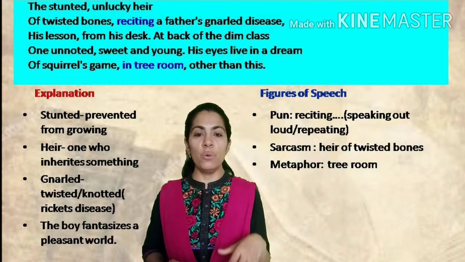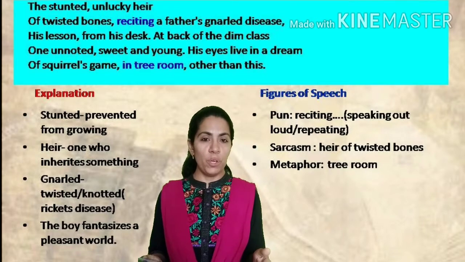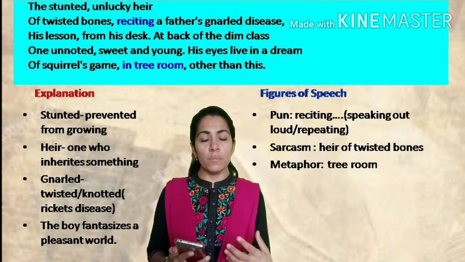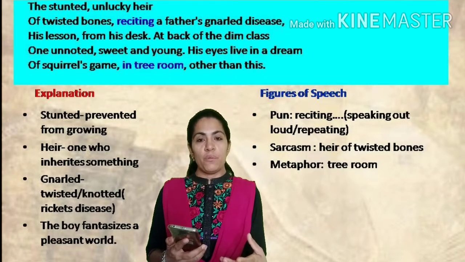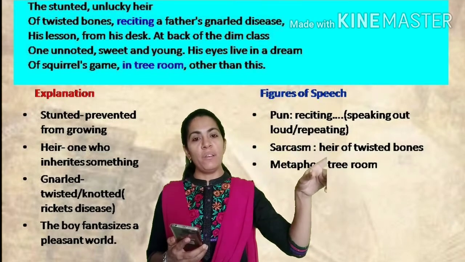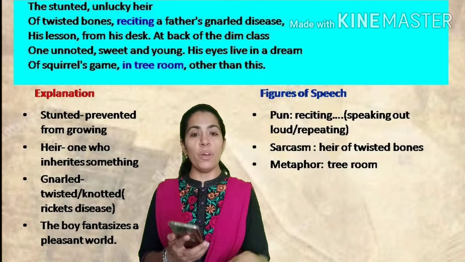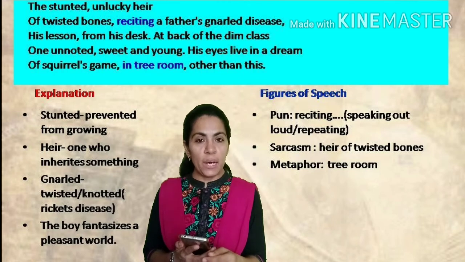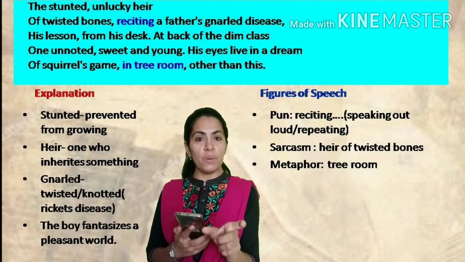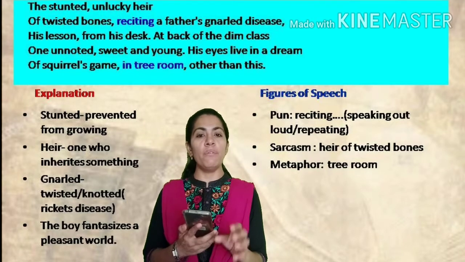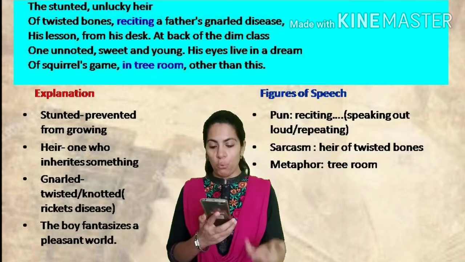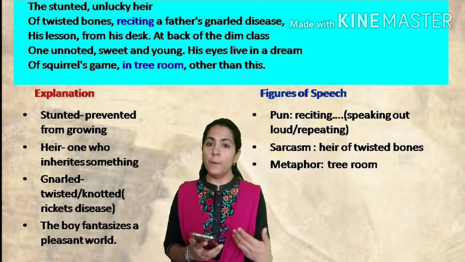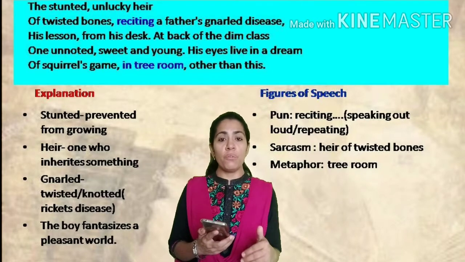When you don't see the present as beautiful, when you don't see your surroundings giving you sufficient energy or happiness, you tend to take shelter in your world of imagination, and this boy is doing the same. He is looking at the squirrel outside. A squirrel is playing outside in the tree room. Now, tree room is the metaphor here. Tree room is a hollow in the tree where a squirrel is playing, and it's compared to a room for the squirrel's game. Squirrel is again a symbol of energy and freedom here, and the boy is not free, so he craves it.